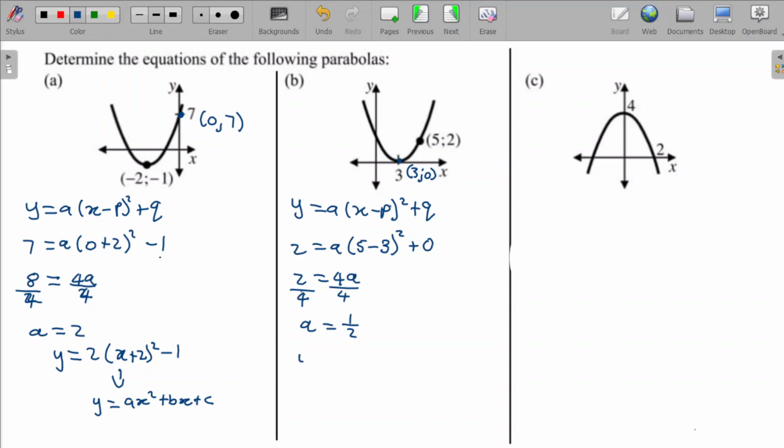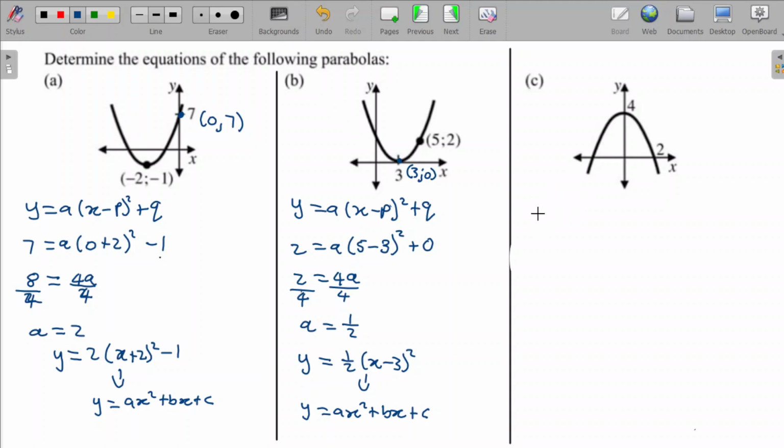Then from here, you go to your equation, it's y equals 1 over 2 times (x minus 3) all squared. We don't have a visible value of q, so you're going to leave it like this. Your value of q, basically, is 0. It's not like we don't have it. And then from here, you take this to the form y equals ax squared plus bx plus c. Then let's do this last one.